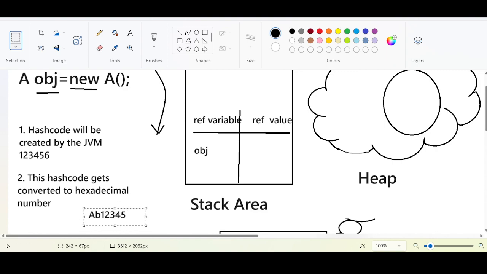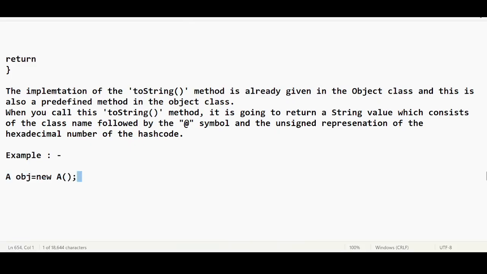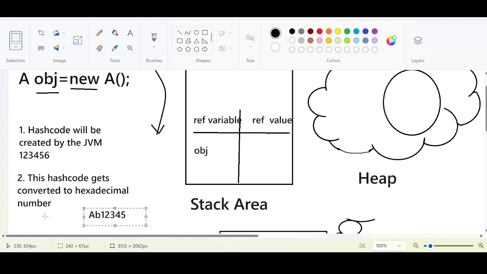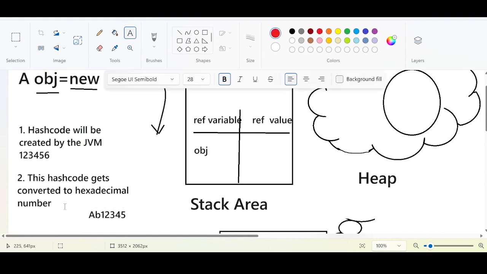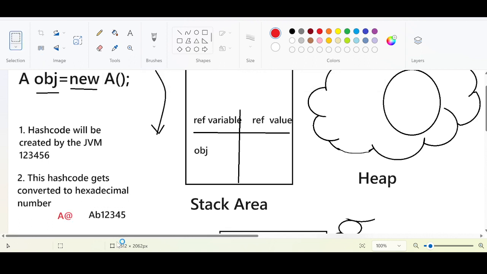If you look at the theory which I have just mentioned, the @ symbol will be prefixed. The class name followed by the @ symbol will be prefixed to the hexadecimal number that is generated from the hash code. What does it really mean? Before this, what is the class name? A is the class name, followed by the @ symbol.